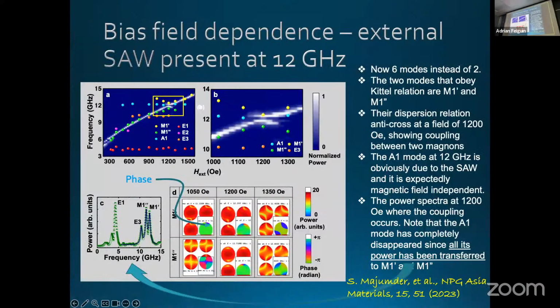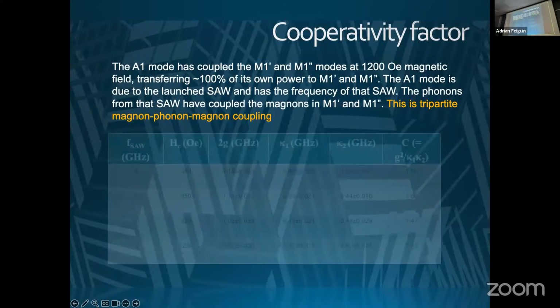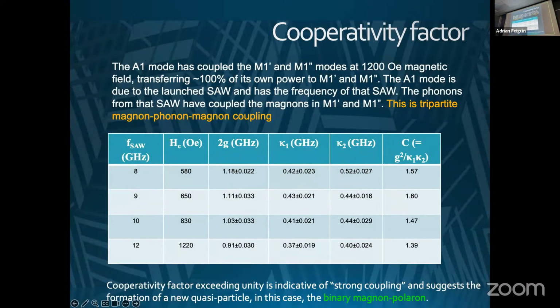If you were able to measure a single dot, a single nanomagnet, would you still be able to see this crossing? Yes, probably, yes. You should be able to see this crossing because this crossing depends on engineering the magnetic field to match the phonon frequency with the two magnon frequencies. So this is a new quasi-particle, binary magnon-phonon.